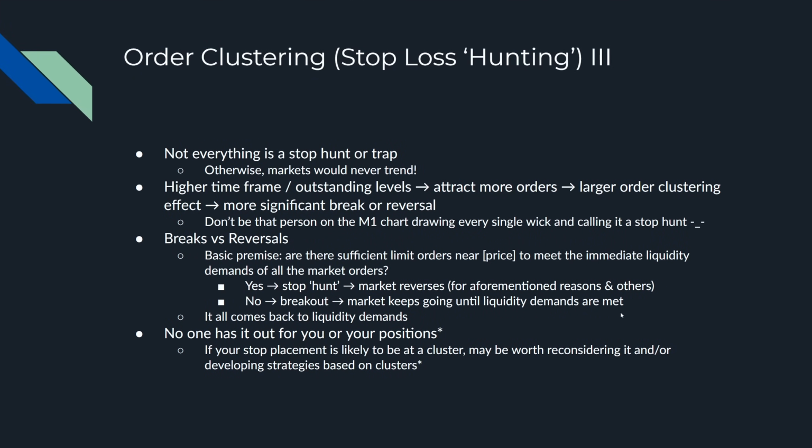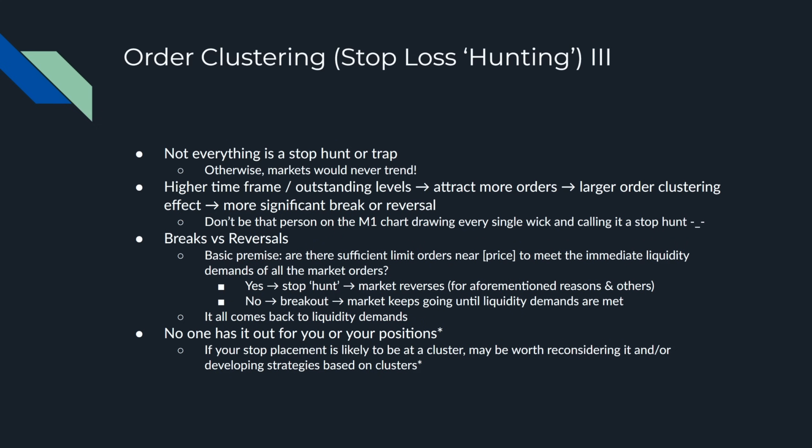So this is the important point, right? Not everything is a stop hunt or a trap, otherwise markets would never trend. A lot of these charts would look really rather absurd if you could always just draw a wick and the market trades through it and then it goes down immediately and then trades through a low and goes up. You'd basically have these weird range-bound markets ad infinitum. That just doesn't make any sense. It's clear to us as observers that markets do trend. So how does that work?